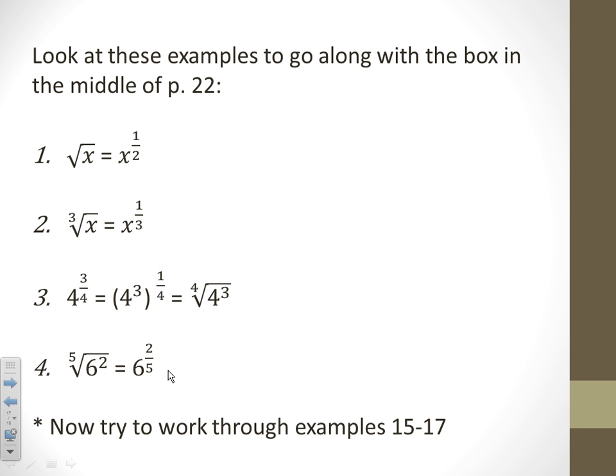Remember when we take a power to a power, it's like multiplying them together. So if we had 4 to the 3rd raised to the 1/4, that would be 3 times 1/4, and that's how you would get that 3/4. Now we can swing that 1/4 around and make it the 4th root of 4 to the 3rd. So it's just a lot of playing around with how you can rewrite and reinterpret these radical things. So if you had the fifth root of 6 squared, that could be written as 6 to the 2nd power raised to the 1/5 power, and those two multiplied together are what result in that 2/5 that you see on the screen.